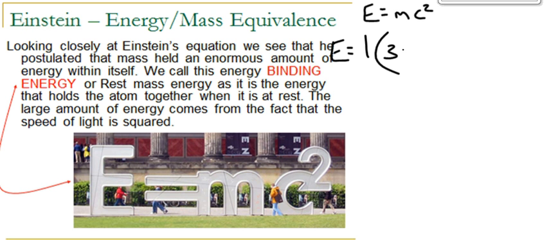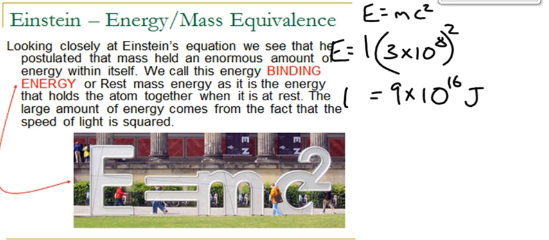if you multiply it by 3 times 10 to the 8th, which is squared, that's enormous. That's 9 times 10 to the 16th joules of energy. That's an amazing amount of energy, and that's just 1 kilogram. If I could somehow break apart the bonds in just 1 kilogram of mass, I would have that much energy, and that's an amazing amount of energy.